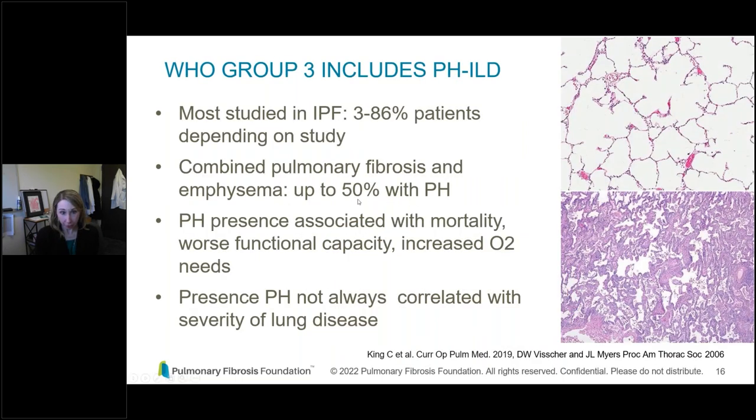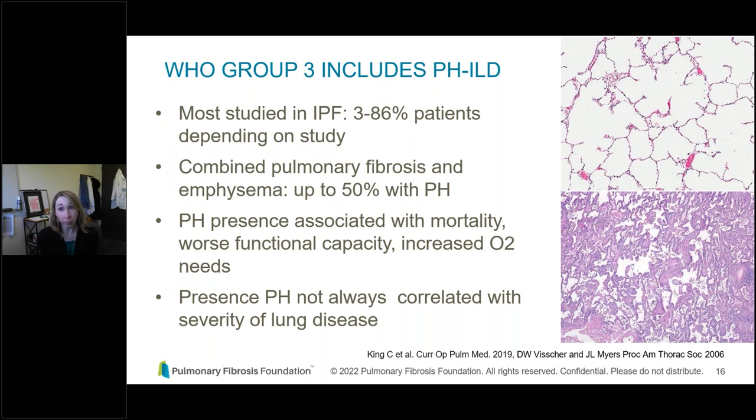So group three, which I just described, includes PH-ILD. Idiopathic pulmonary fibrosis is the most often studied, as is often the case. Looking at studies, there's a very broad range of the frequency of pulmonary hypertension across these patients, so 3 to 86%. In one study looking at the time of first presentation, it was present in about 15% of patients, about 40 to 50% as disease became more advanced, and then in more than 60% of patients at the end stages of disease.